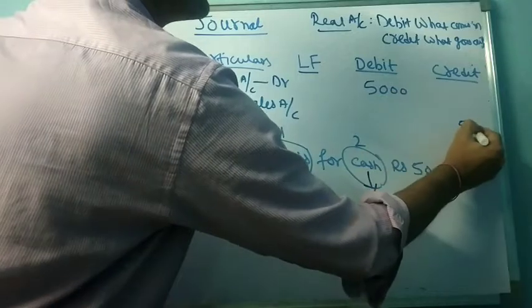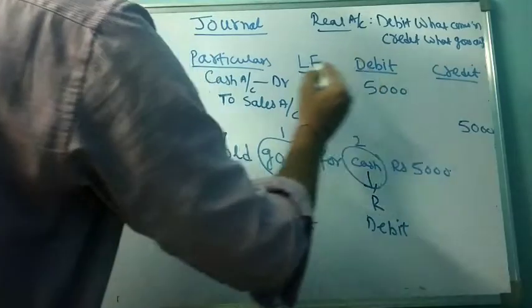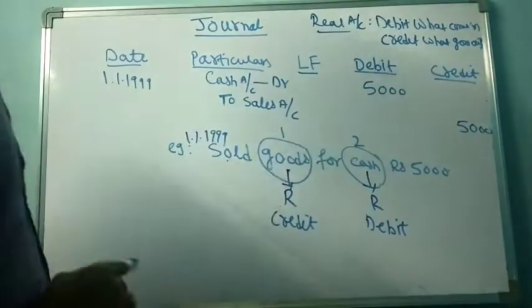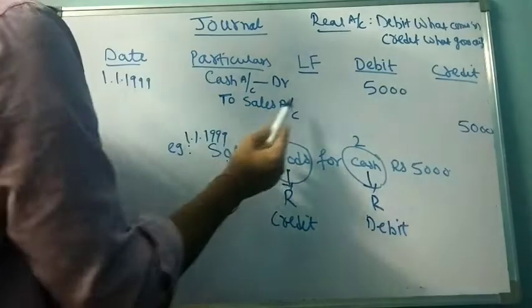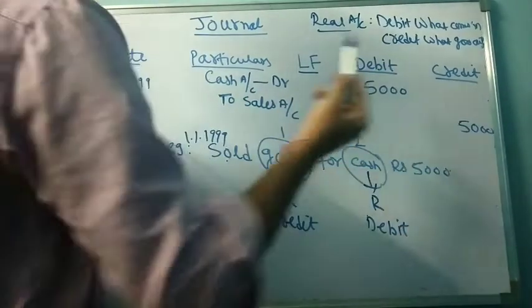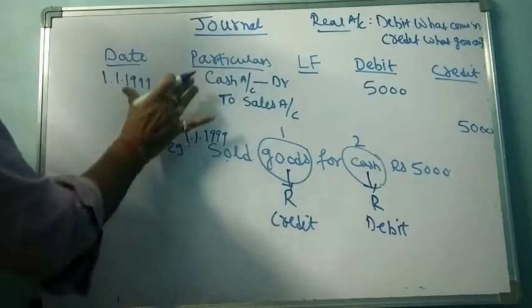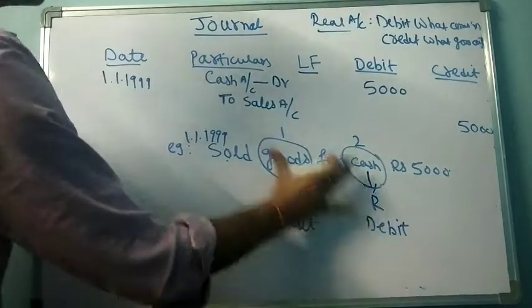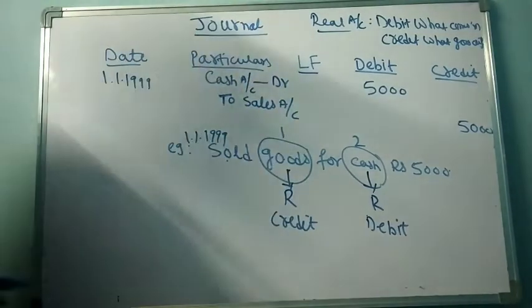Exactly opposite to this. Because cash cannot be debit as well as credit. So what account has been credited? Sales account. So write sales. Like this, you should present the debit and credit part in the format known as journal.